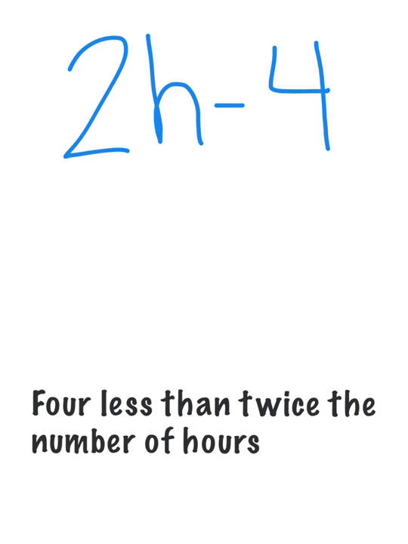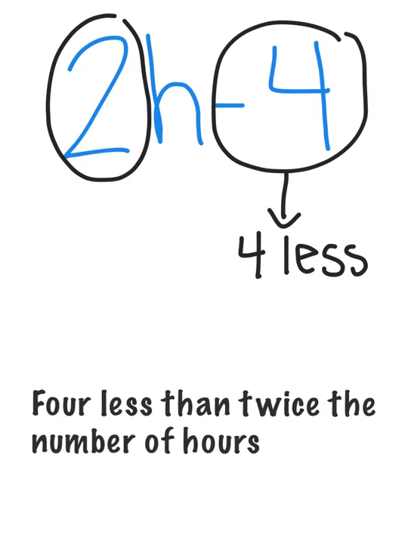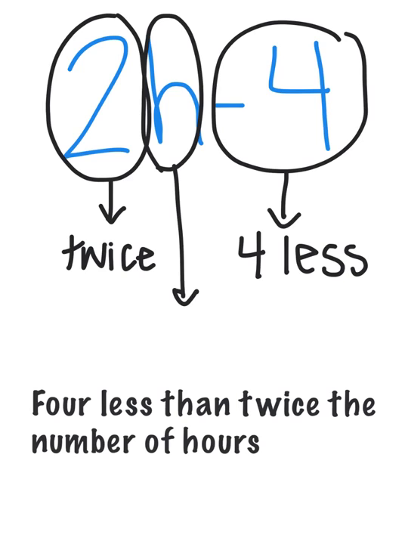For 2H minus 4, I said 4 less than twice the number of hours. So I have negative 4, subtracting my 4 to represent 4 less. Then twice, my 2 multiplying by my variable is representing twice. Twice means 2 times the number of hours. And lastly, I have H for hours. See if your situation that you created represents the expression like mine does.